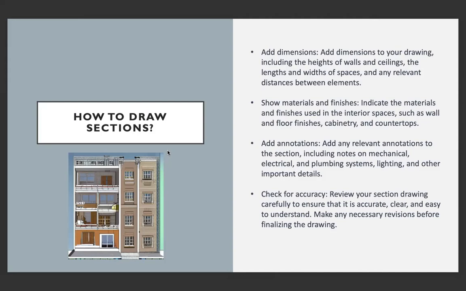Add annotations. Add any relevant annotations to the section, including notes on mechanical, electrical, and plumbing systems, lighting, and other important details. Check for accuracy. Review your section drawing carefully to ensure that it is accurate, clear, and easy to understand. Make any necessary revisions before finalizing the drawing.